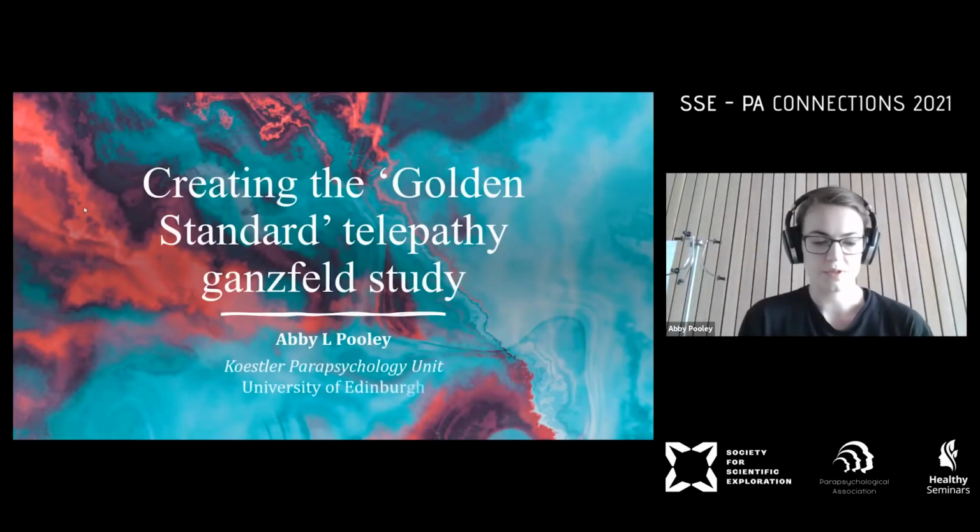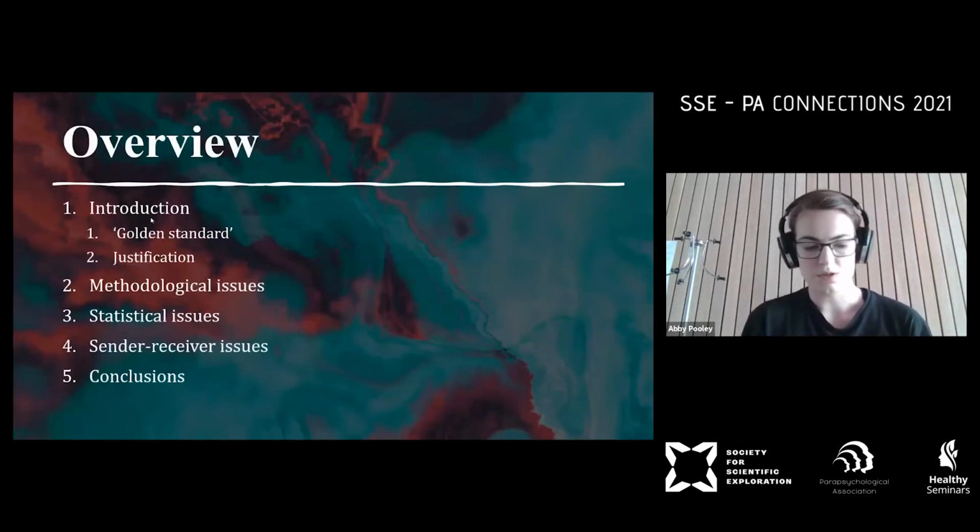As you said, I'm talking about creating a golden standard telepathy Ganzfeld study. A brief overview: the main issues facing designing such a study are some very particular to the Ganzfeld study, whilst others relate to wider issues in psychological research in general. But the primary concern for this study is to combine as many methodological, statistical, and study design recommendations as feasibly possible. But I will start with a brief introduction about what we mean by a golden standard and the justification for doing such a study.